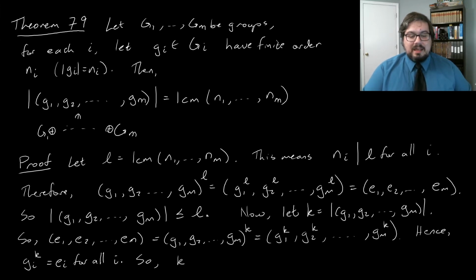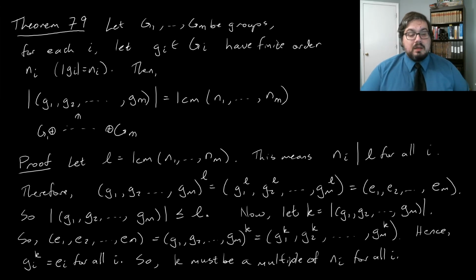But we know that if GI raised to the K is equal to the identity, that means that K has to be greater than or equal to NI. Not just greater than or equal to. K must be a multiple of NI for all I. Because if GI to the K is the identity, K has to be a multiple of the order of GI. So that means that K must be a multiple of NI for all I. In other words, K must be a common multiple of all the NIs, and therefore it must be at least as large as the least common multiple of all the NIs. So here we have that the order of the tuple is at least as big as the least common multiple of the orders of the coordinates.